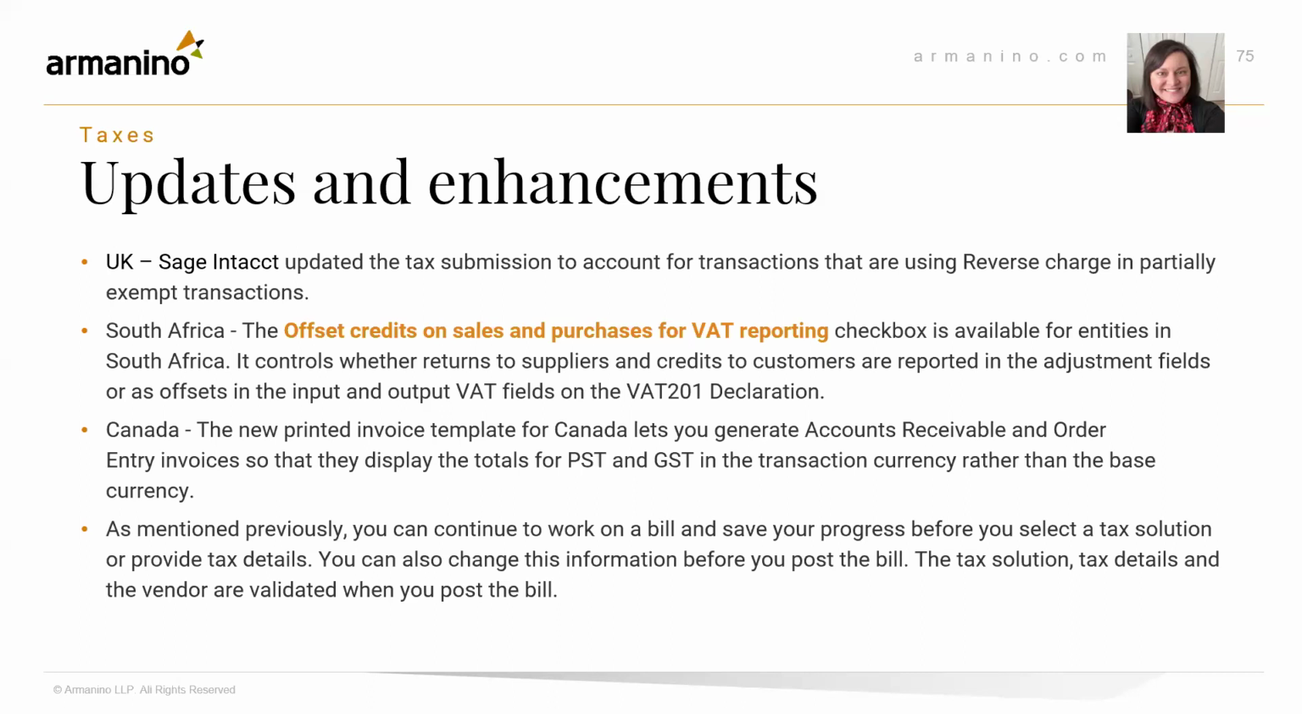In Canada, the new printed invoice template for Canada lets you generate accounts receivable and order entry invoices so that they display the totals for PST and GST in the transaction currency rather than in the base currency. As mentioned previously, you can continue to work on a bill and save your progress before you select a tax solution or provide tax details. This is available throughout the solution. You can also change the information before you post the bill. The tax solution details and the vendor are validated when you post the bill.